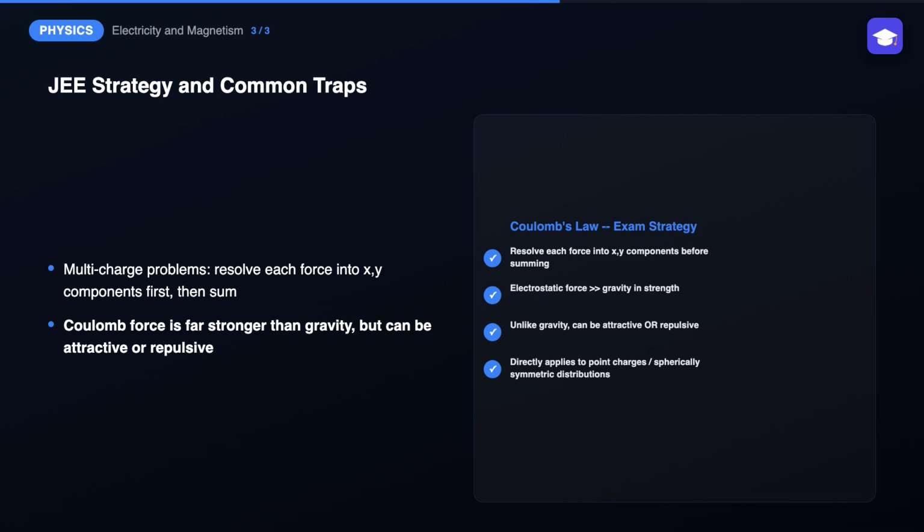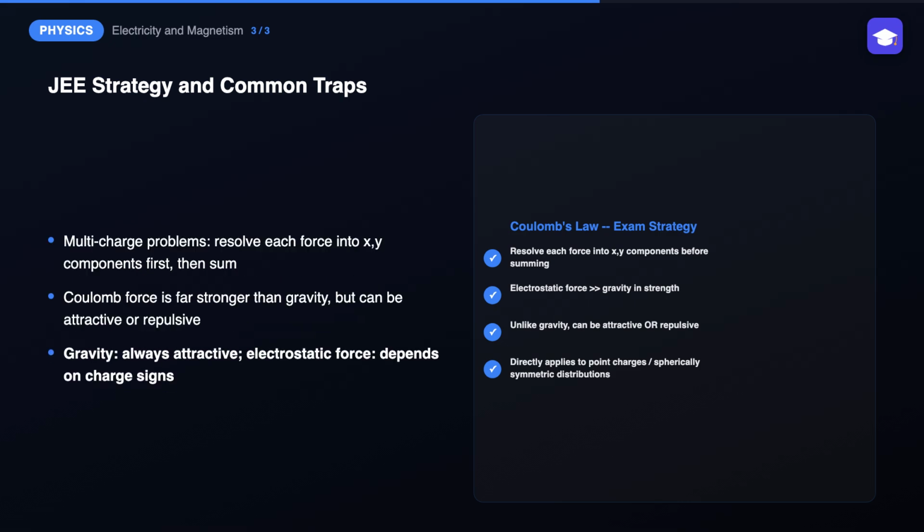A frequently tested trap involves comparing Coulomb's law with gravitation. Both follow an inverse square law, but the electrostatic force is dramatically stronger than gravity for charged particles, and unlike gravity, which is always attractive, the electrostatic force can be either attractive or repulsive depending on the specific signs of the two charges involved.